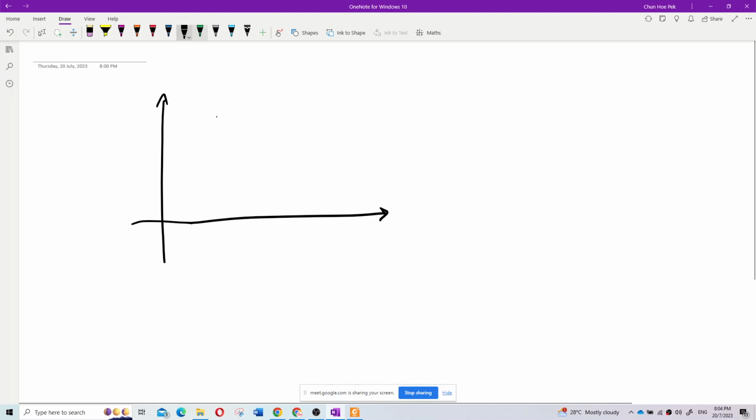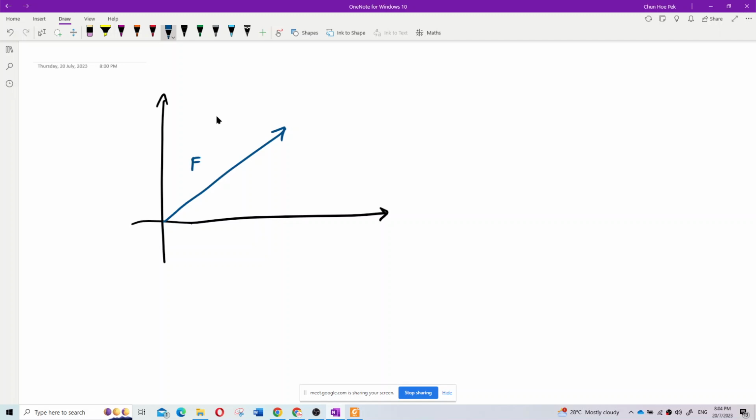We have already learned how to resolve a vector into two components. For example, I have a vector this way. Let's say this is a force equal to 10 Newton, and we have angle theta equal to 30 degrees, with the x and y axes over here.